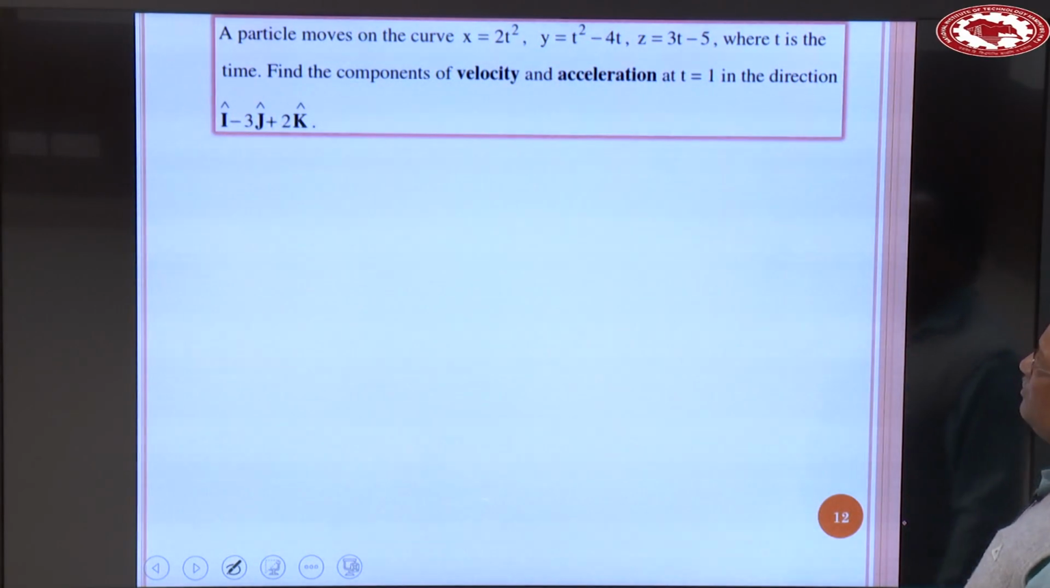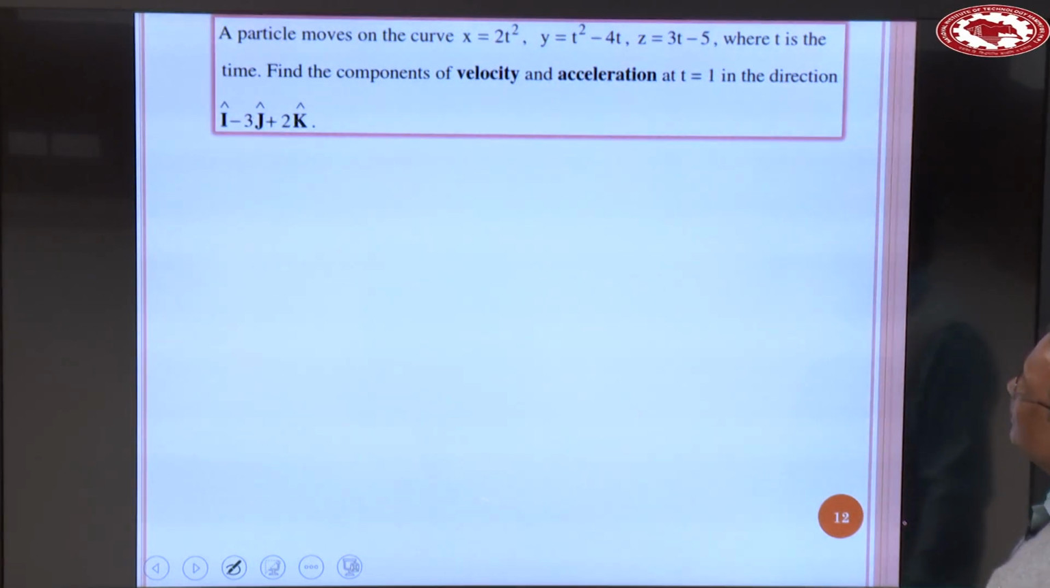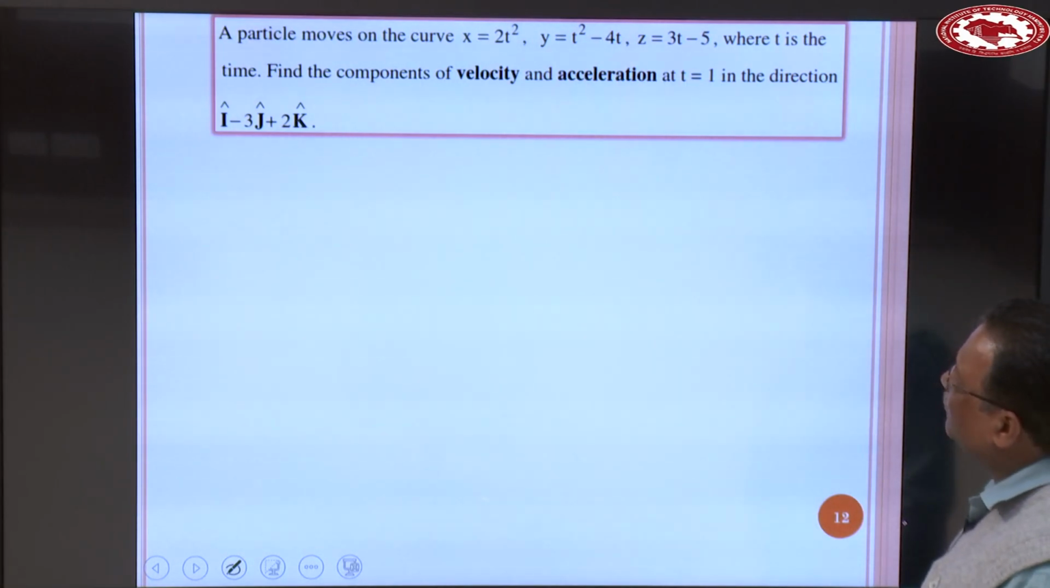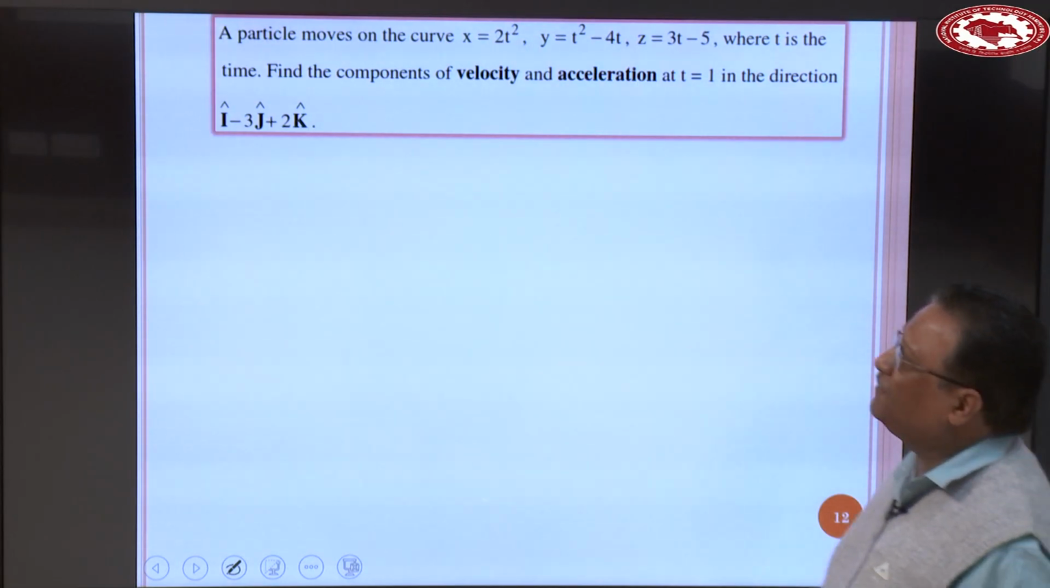Okay. So, one more question. A particle moves on the curve x is equal to 2t square, y is equal to t square minus 4t, z is equal to 3t minus 5, where t is the time. Find the component of velocity and acceleration at time t is equal to 1 in the direction of this.